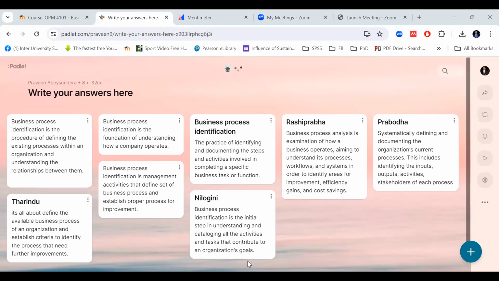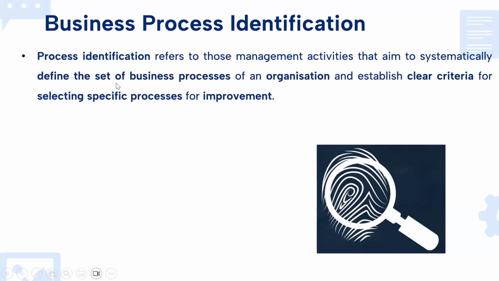So I will show you all the definition that I have taken from the reference reading books. Process identification refers to those management activities that aim to systematically define the set of business processes of an organization. As I mentioned earlier, when we talk about process identification, first and foremost, we have to identify what a business process is within an organization. Then after the identification, we have to establish clear criteria for selecting specific processes for improvement.